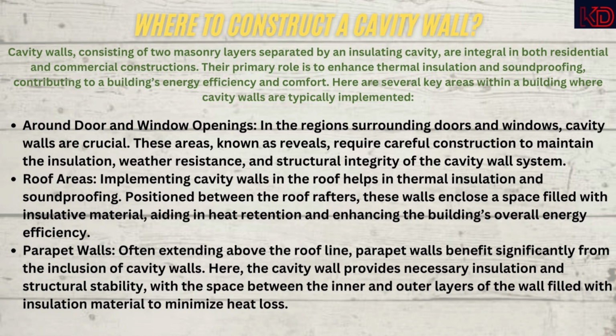These areas, known as reveals, meaning certain openings, require careful construction to maintain the insulation, weather resistance and structural integrity of the cavity wall system. Roof areas: implementing a cavity wall in the roof helps in thermal insulation and soundproofing. Positioned between the roof rafters, this wall encloses a space filled with insulative material, aiding heat retention and enhancing the building's overall energy efficiency.